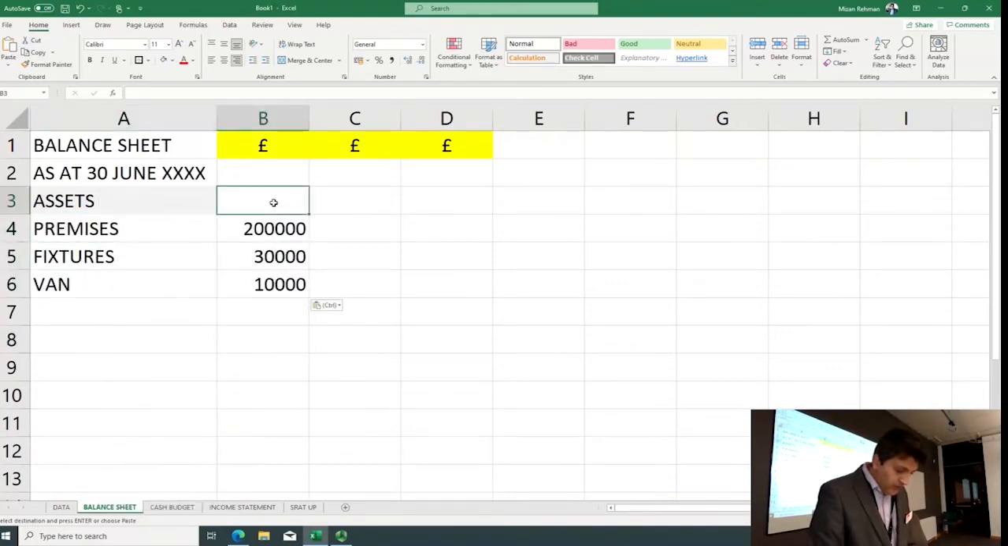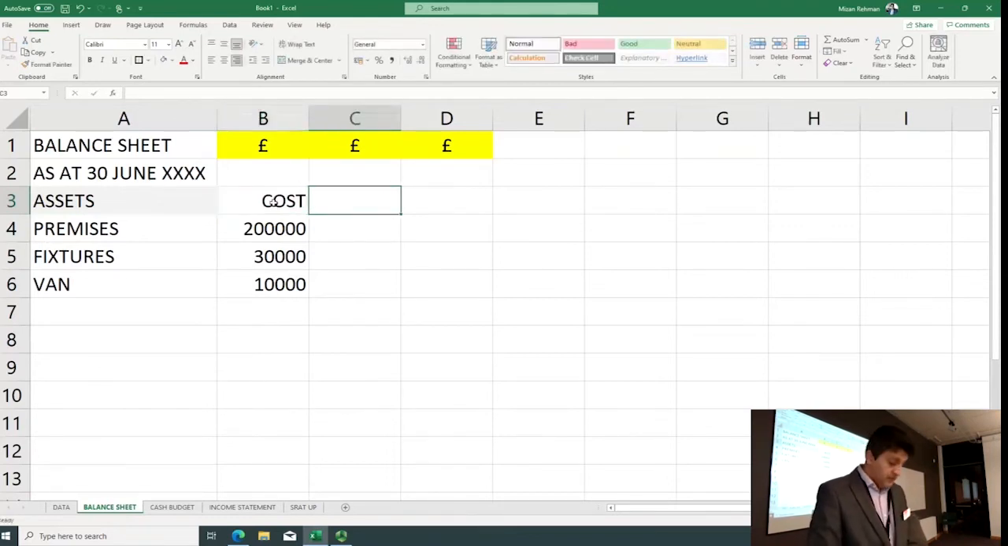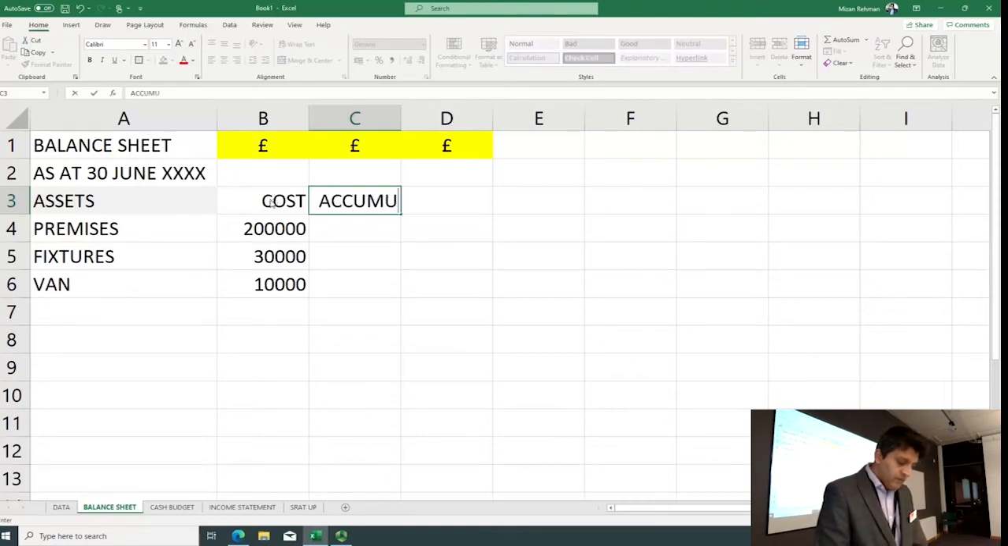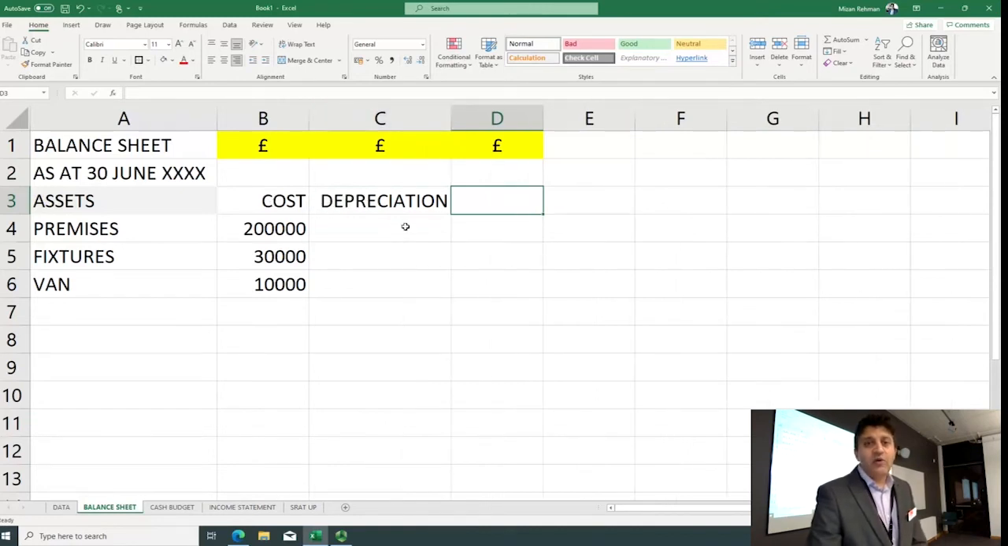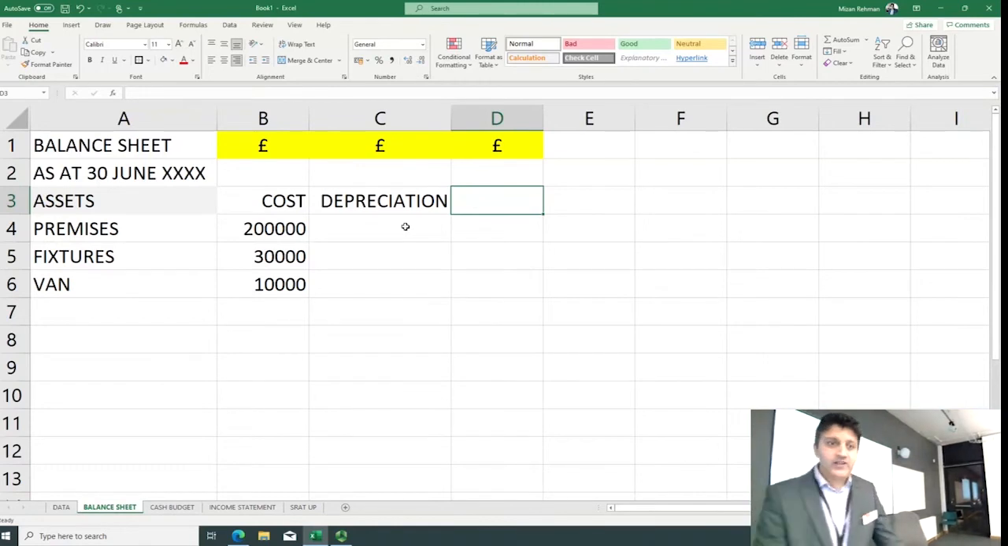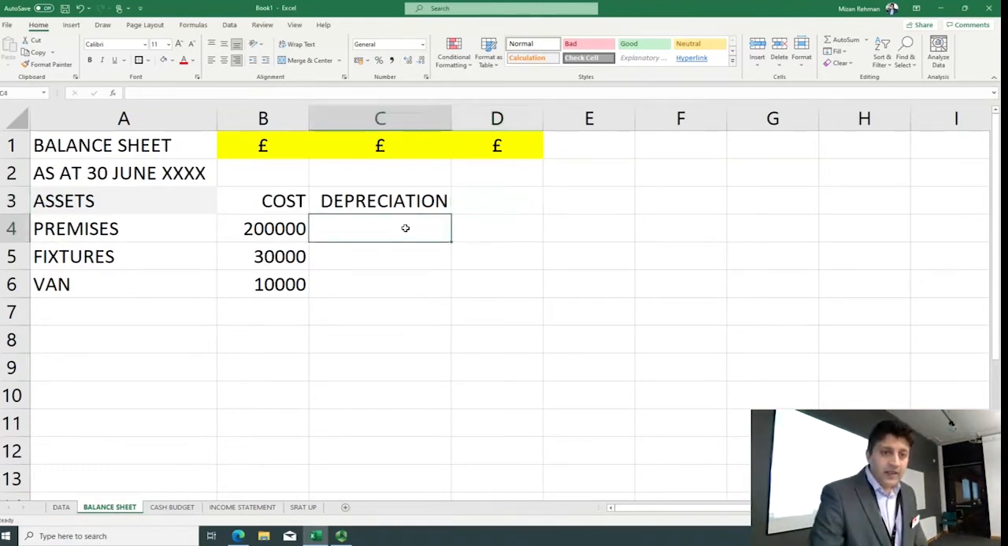Okay, so what I do here, I put a heading, cost of the assets, and accumulated. I don't have the whole space for that. So what I'll do, I'll just write down depreciation, but it should be accumulated depreciation. This is year 1, so it shouldn't be a problem, but every year depreciation will be charged, and you put it together and take it away from here.